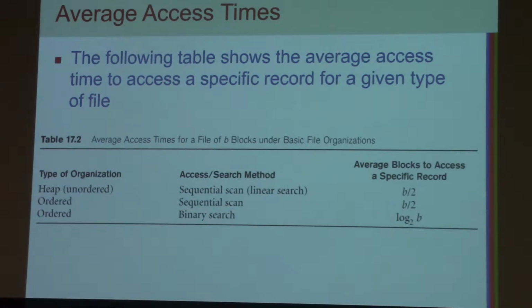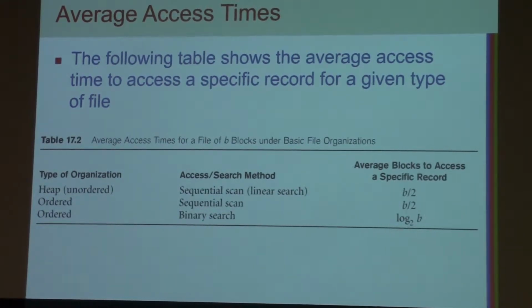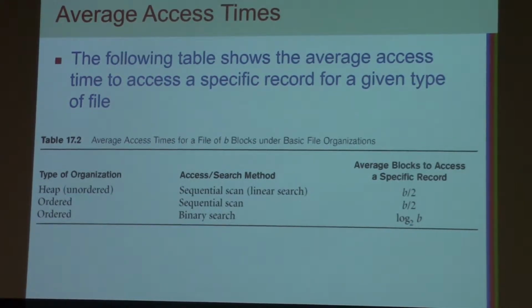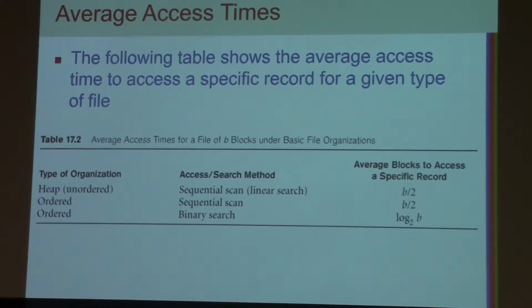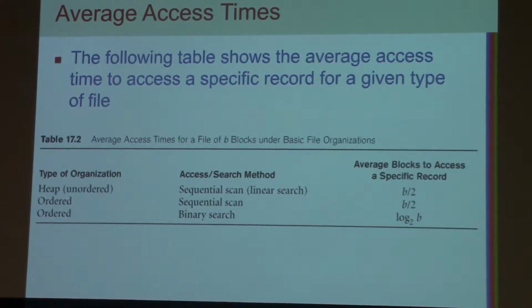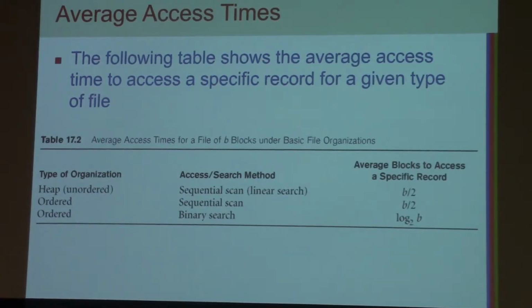So that is the average access time, as we have seen, B/2 for the unordered file, but for the ordered file, log B. Even for an ordered file, if you are using sequential search, brute force, or linear search, it will also be B/2. Keep in mind, this B is not the number of records. It's always blocks. We already talked about blocking a lot. So when we measure the cost of read and write, it's always block by block, the number of blocks.